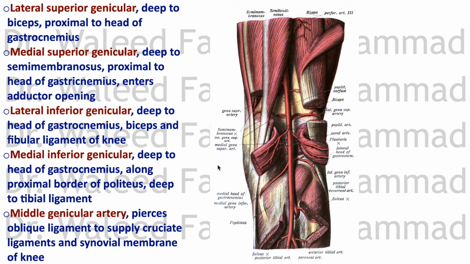The superior lateral genicular is deep to the biceps femoris muscle and the head of gastrocnemius, proximal to the head of gastrocnemius. You can see here, this is the lateral superior genicular artery. The medial superior genicular is deep to the semimembranosus muscle and proximal to the head of gastrocnemius, and enters the adductor opening opposite the course of the popliteal. The lateral inferior genicular artery is deep to the head of gastrocnemius, biceps and fibular ligament of the knee.